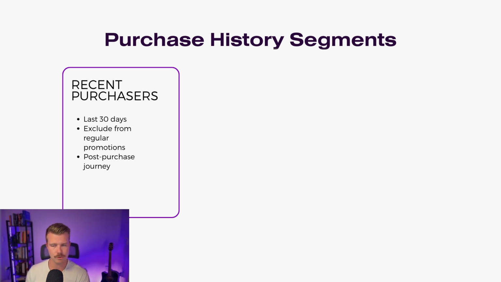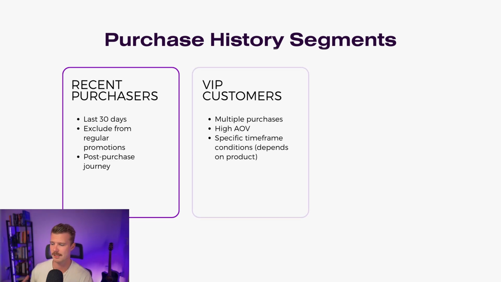You might want to make sure that VIPs are getting specific types of emails. For example, if someone's purchased 3 or 4 times, maybe you want to give them exclusive access to a new product that you're launching. Give them the first opportunity to try it before anyone else. People love that. It doesn't cost you anything to do it.